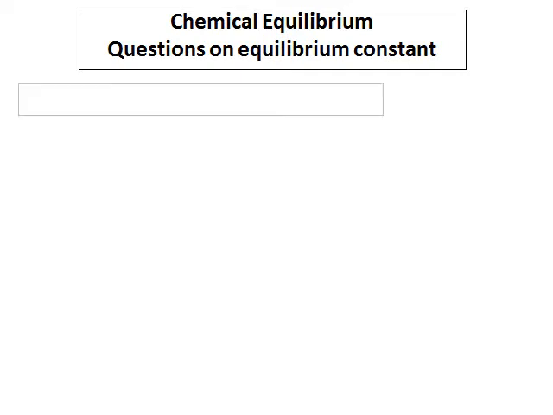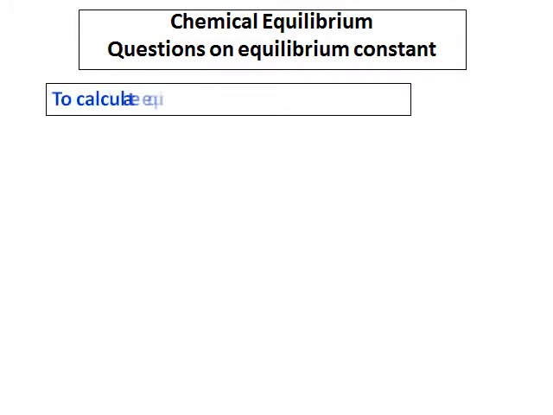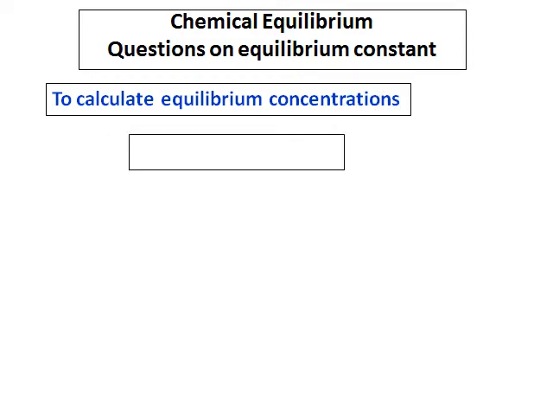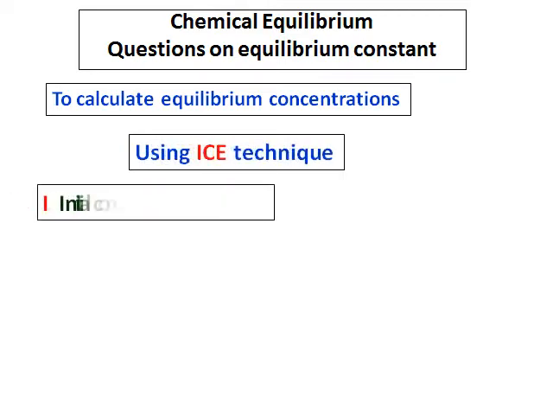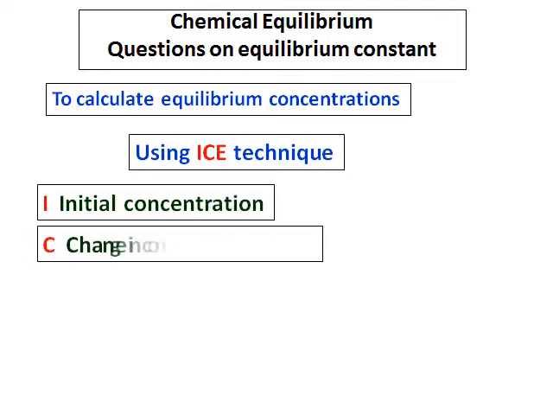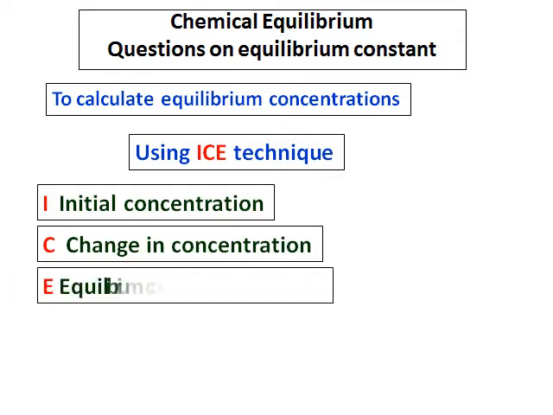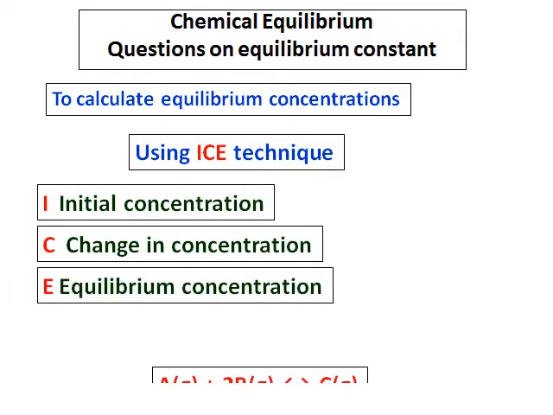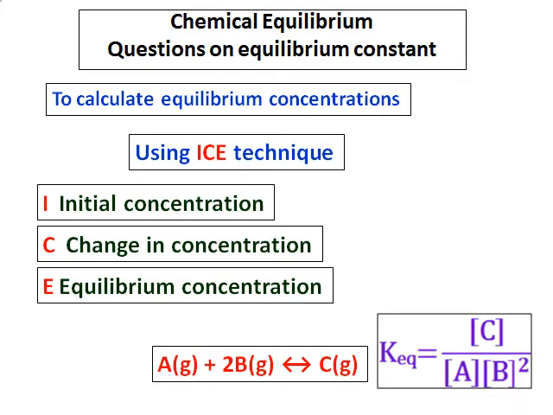We are further doing chemical equilibrium, and we are going to focus some more questions on equilibrium constants. So this video will involve the calculation of equilibrium concentrations using the ICE technique. So what is this ICE technique? The ICE technique means the I we call the initial concentration, C is the change in concentration, E is the equilibrium concentration.